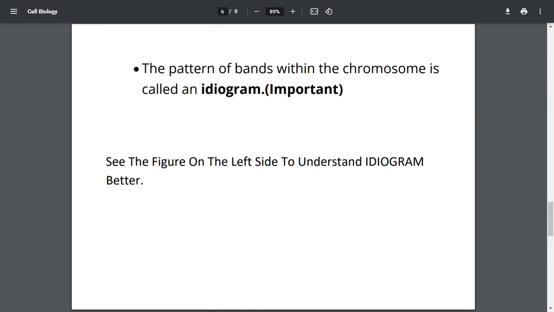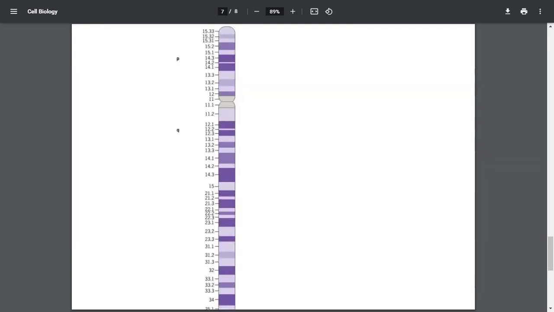The pattern of bands within the chromosome is called an ideogram. So here is a figure which is the result after using the technique of ideogram.